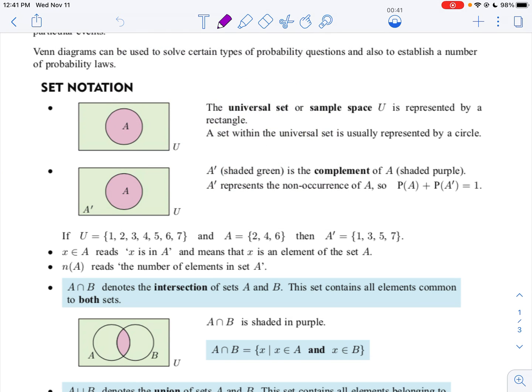You actually can in college take a full probability course. So if this interests you, that might be something when you're looking for electives. You could take a probability course in college.